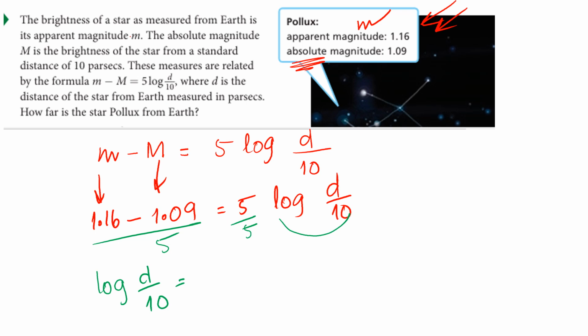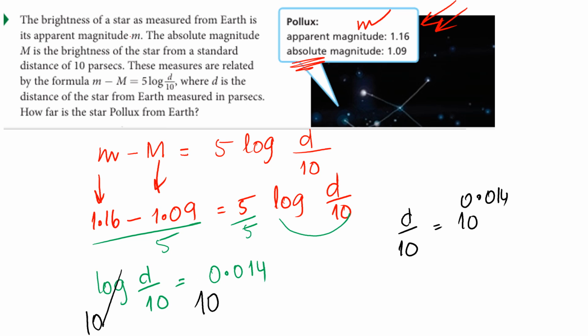Now write it all in the calculator to get the answer. So you will have 1.16 minus 1.09 divided by 5, which is 0.014. Now get rid of this log by raising the power of 10 on both sides. So we will get d over 10 equals 10 to the power of 0.014.